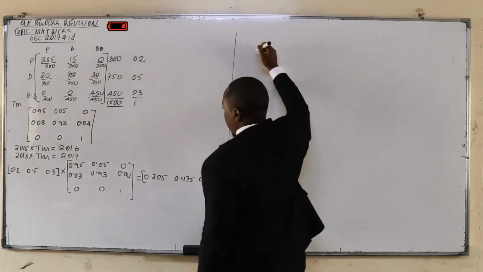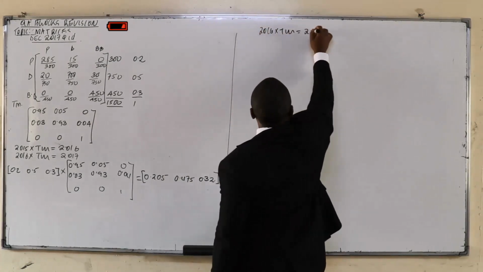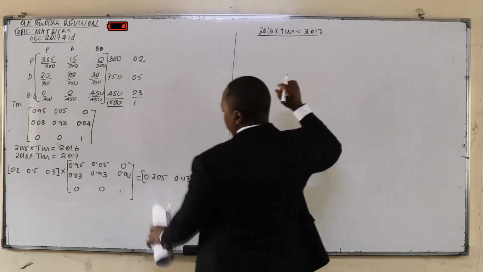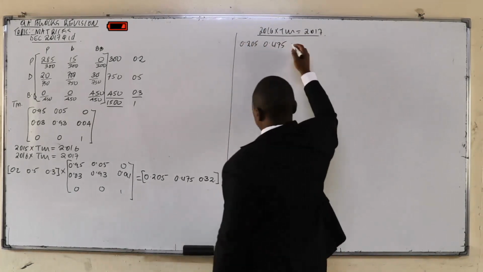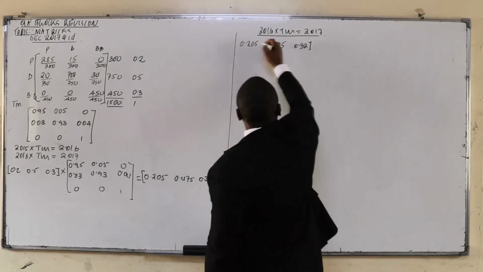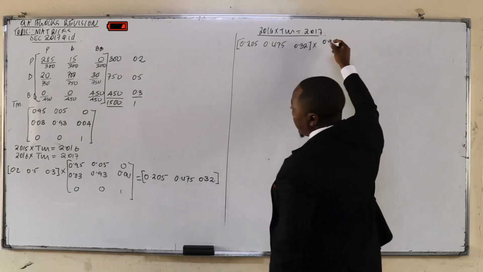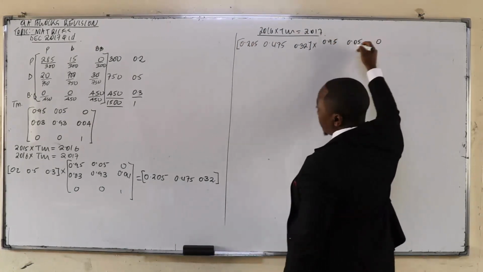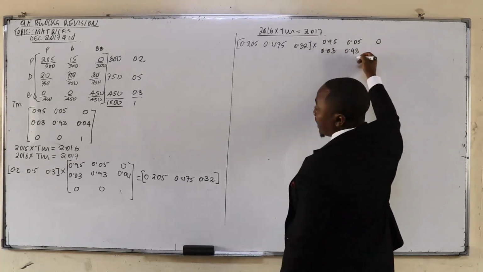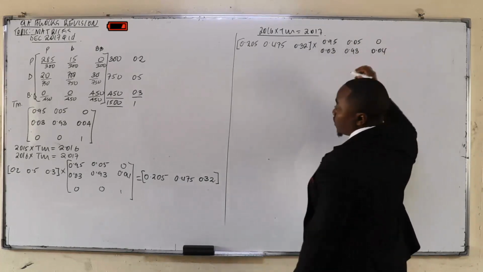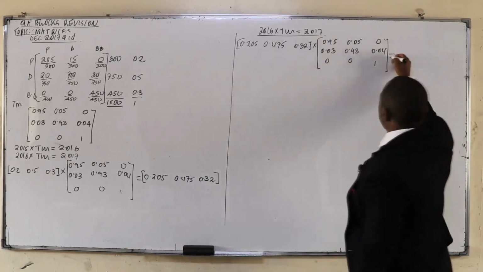Then you take, for 2016, now times the transition matrix, so that now you get for 2017. So 2016, we had 0.205, 0.475, 0.32. Then you multiply by the transition matrix, so 0.95, 0.05, and 0, 0.03, 0.93, 0.04, 0, 0, 1. Now give me that.